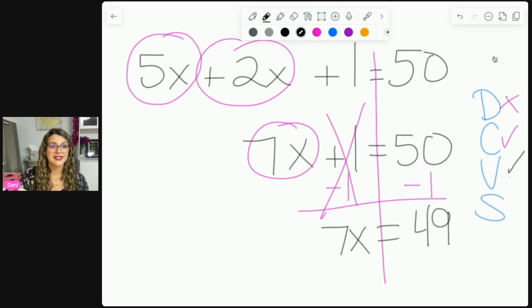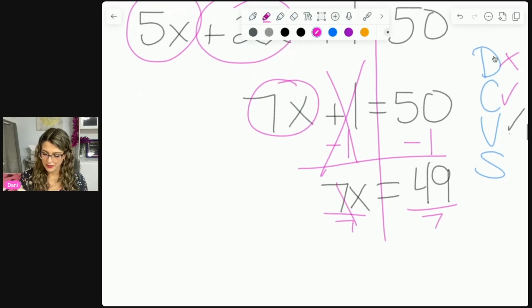We have one last step. 7x really means 7 times x. So how do we undo multiplication? We divide. So we are going to divide each side by 7. Scooch down a little bit. Crosses that out. Technically, it makes it a 1. It doesn't just die. It's a 1. Equals, and then 49 divided by 7 is 7. And we're done. Yay, life is good.